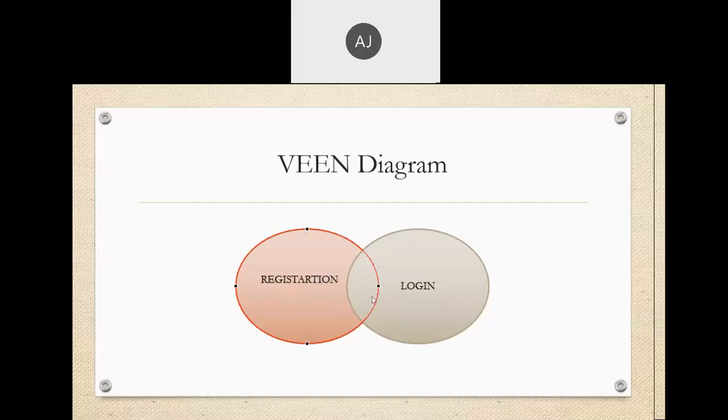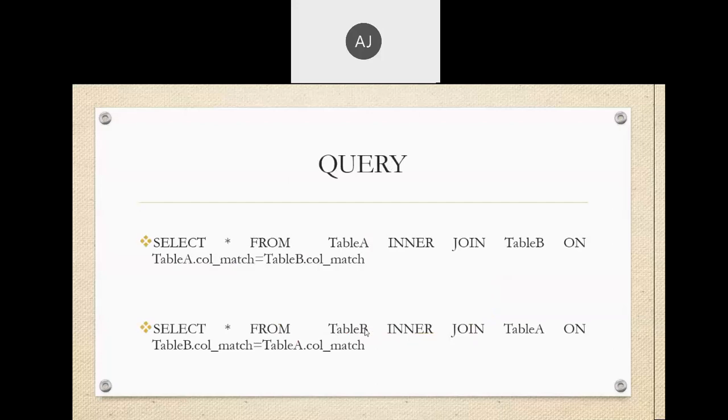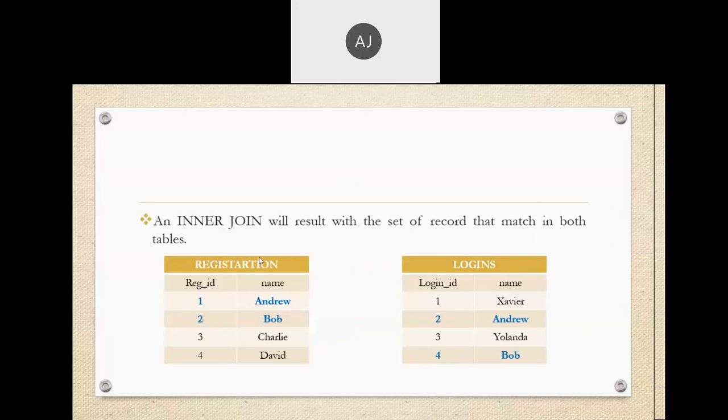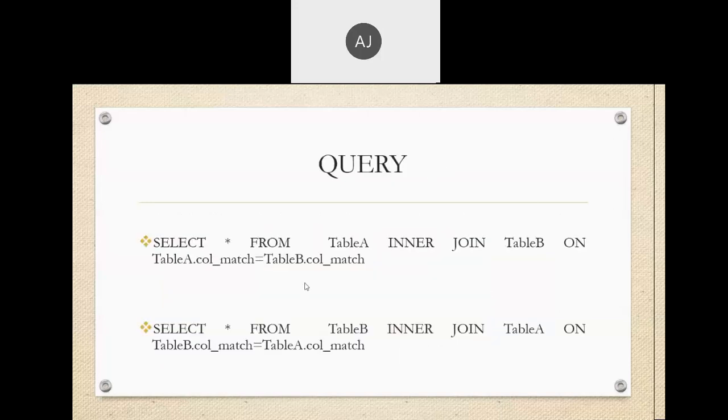Okay, common matches. So let's think about the query. What kind of query will cover this? So here is the syntax: select all from the table. Assume that we have these two tables: registration table and login table, table 1 and table 2. So select all from table 1, after that we'll use inner join on table 2. So table A and table B is there.